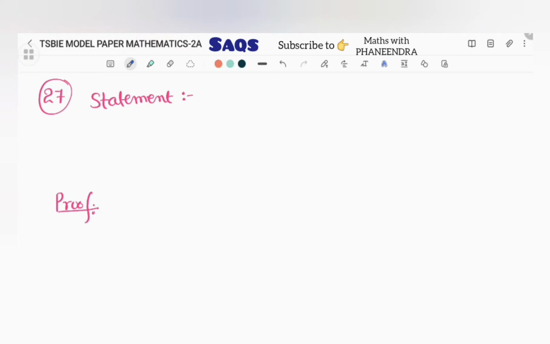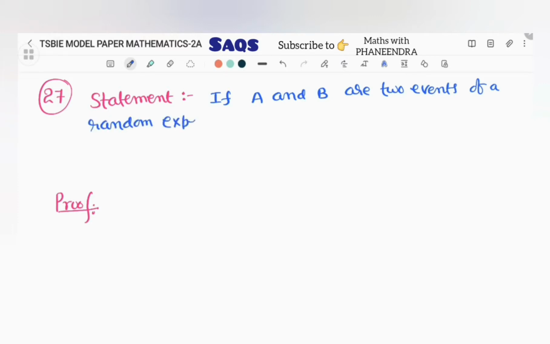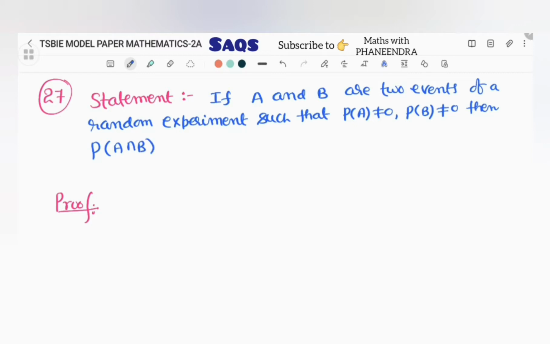So, what is the statement of multiplication theorem? If A and B are any two events, or simply two events, of a random experiment such that P of A is not equal to 0 and P of B is also not equal to 0, then P of A intersection B is equal to P of A into P of B given A, or P of B by A, which is also equal to P of B into P of A given B. This is the statement of multiplication theorem on probability.